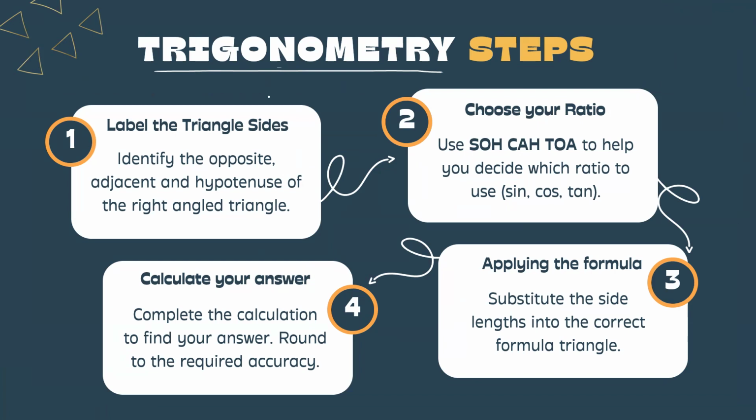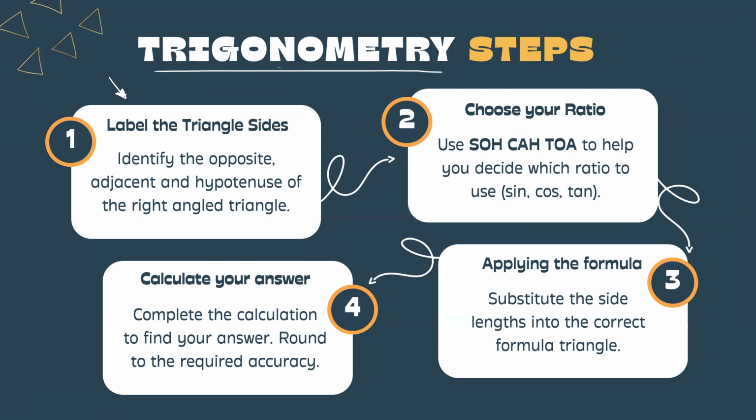Okay, so the first one is to label the triangle first. Label the triangle sides. So if you're given a triangle, you should identify the opposite side, the adjacent side, the hypotenuse, and the angles of the triangle. Okay, this is for right-angled triangles only, for right triangles.